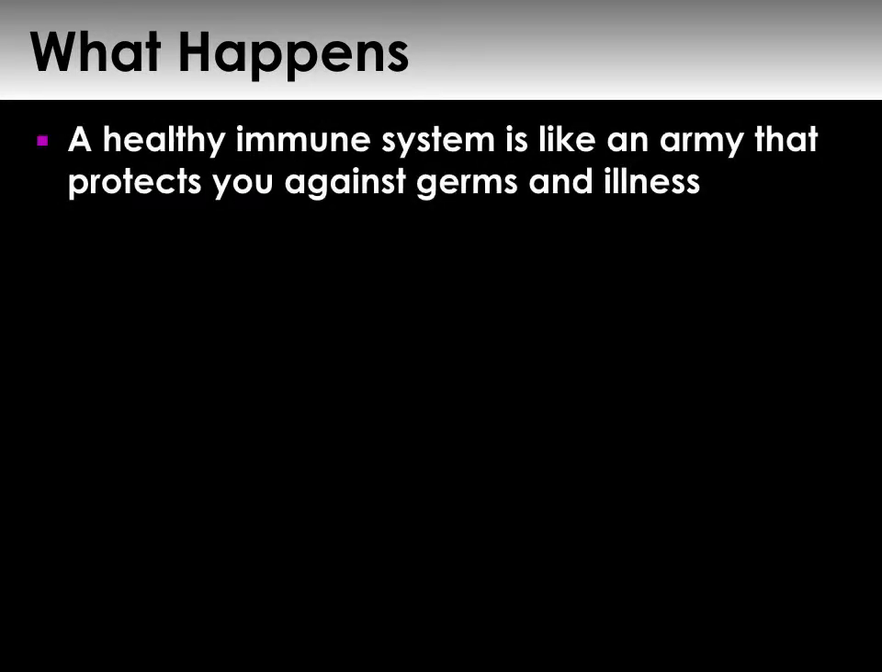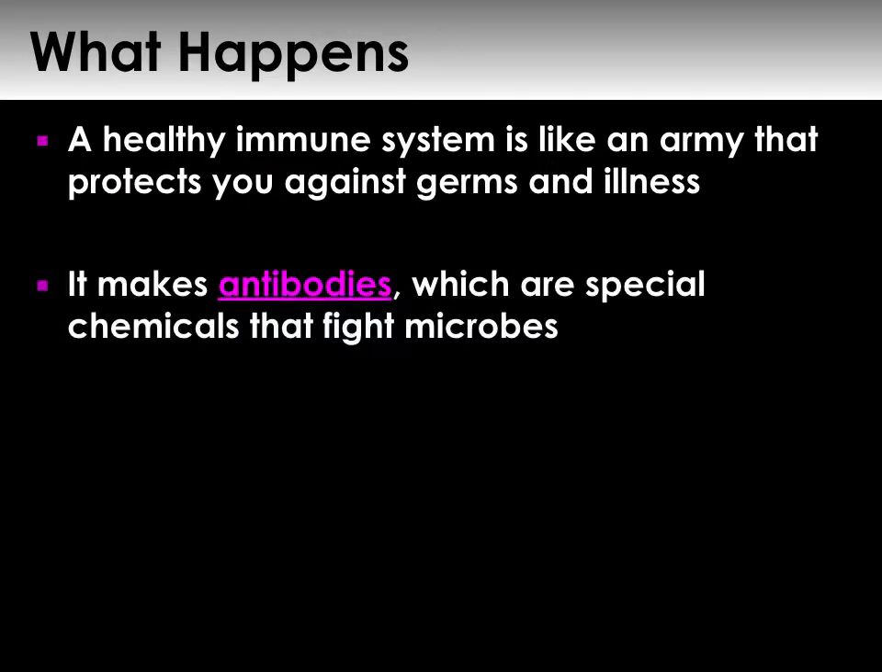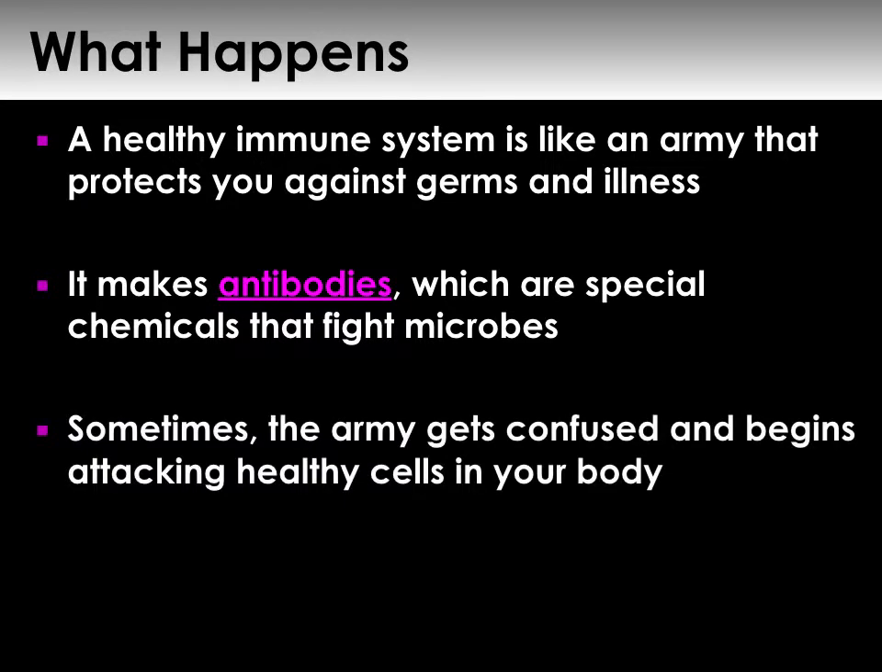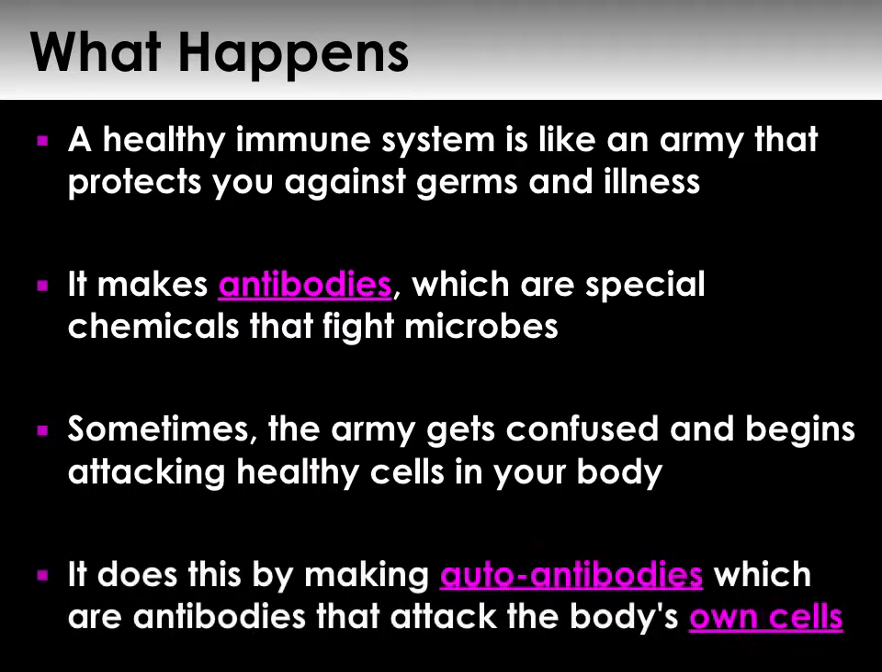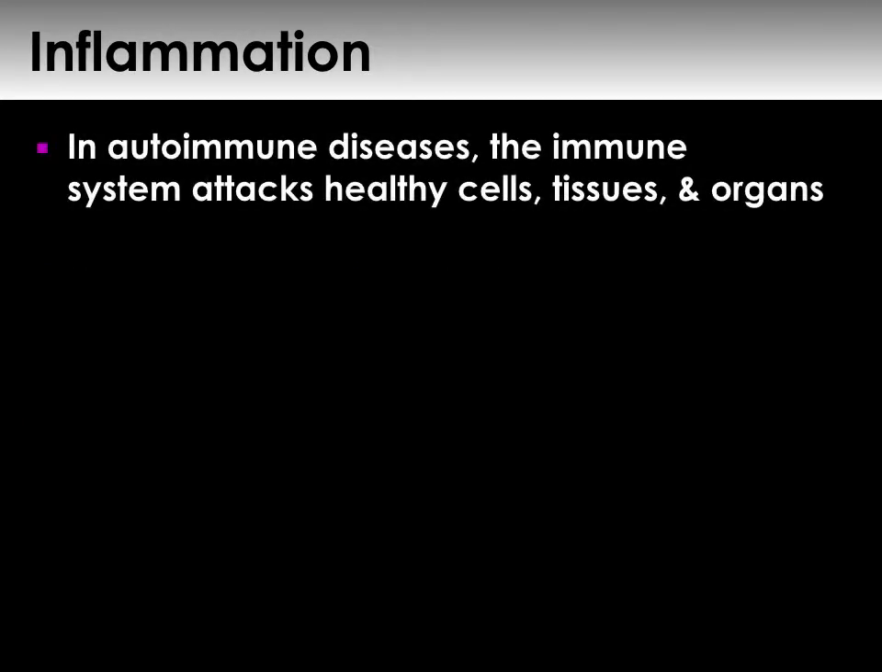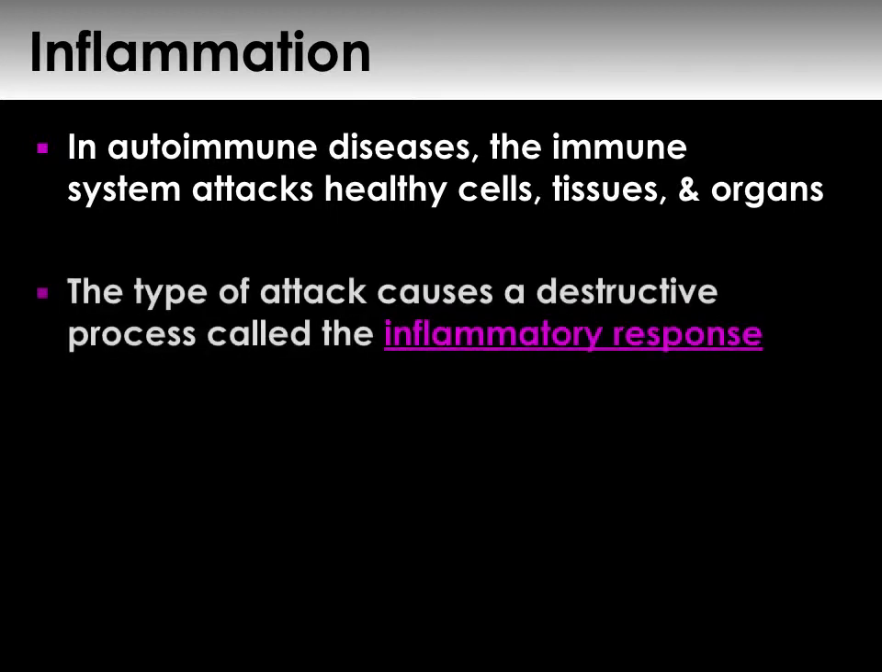In an autoimmune disease, you have a healthy immune system, which is like an army, that protects you against germs and illness. Normally, it will make antibodies that are special chemicals to fight microbes. Sometimes that army then will get confused and begin attacking healthy cells in your body. It does that by making autoantibodies, which are antibodies that attack the body's own cells. In autoimmune diseases, the immune system attacks healthy cells, tissues, and organs.